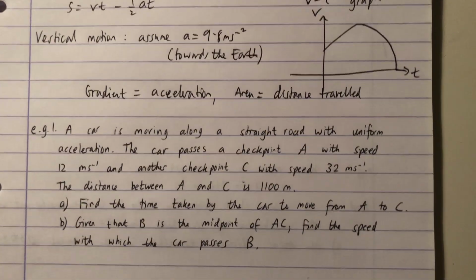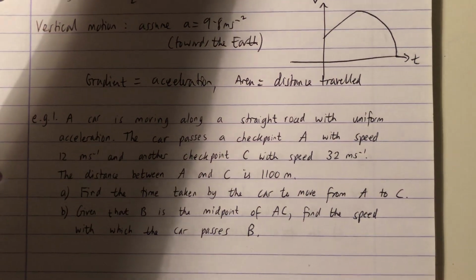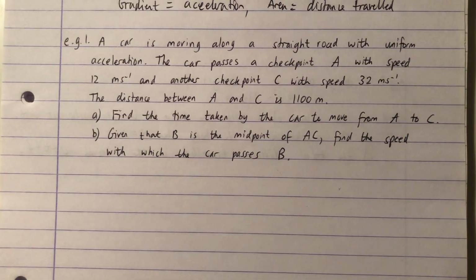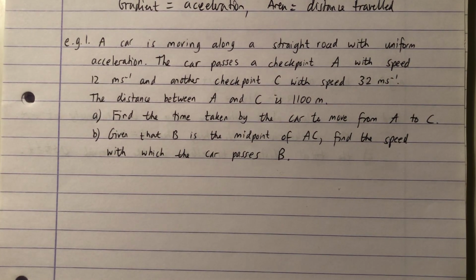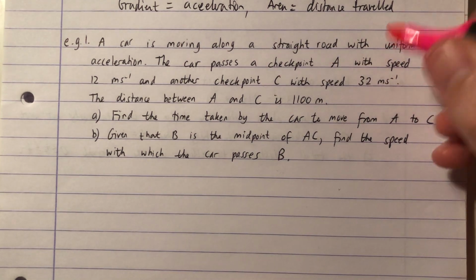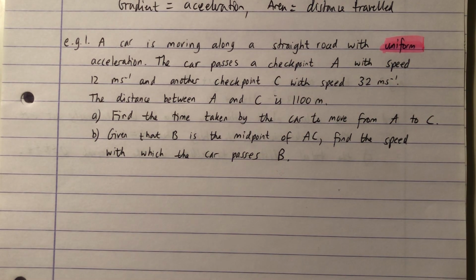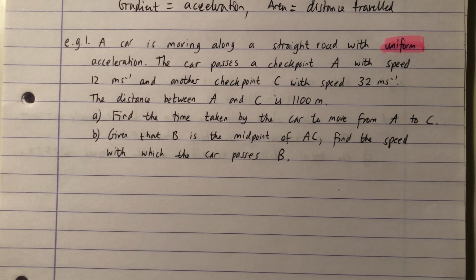Okay, let's have a look at what a question might look like. So e.g. number 1, you've got a car is moving along a straight road with uniform acceleration. Keyword uniform. Effectively means SUVAT. The car passes a checkpoint A with speed 12, another checkpoint C with speed 32. The distance between A and C is 1,100 meters. Find the time taken by the car to move from A to C.